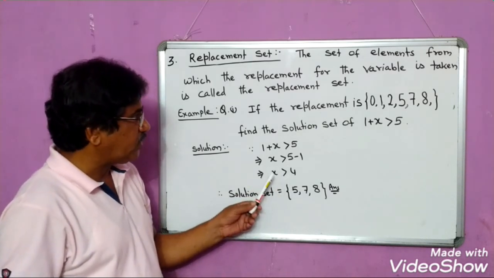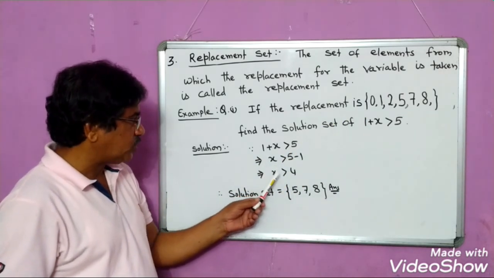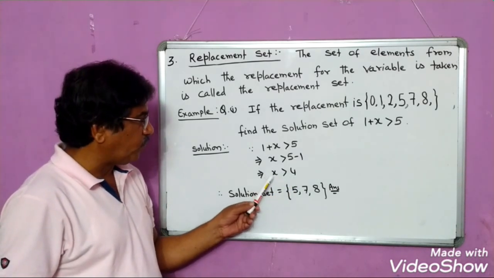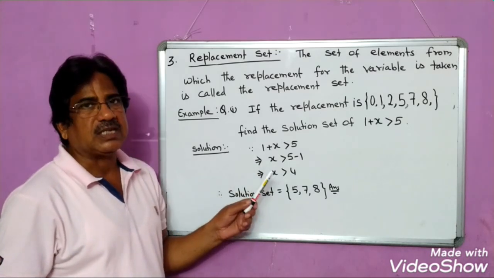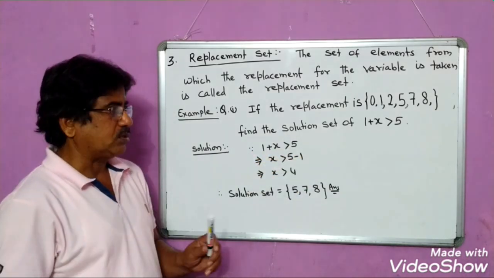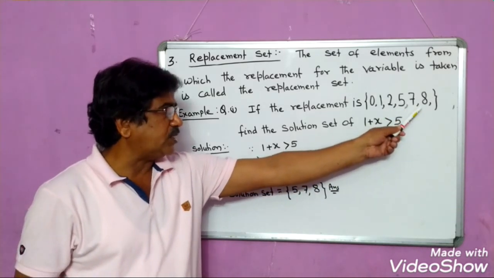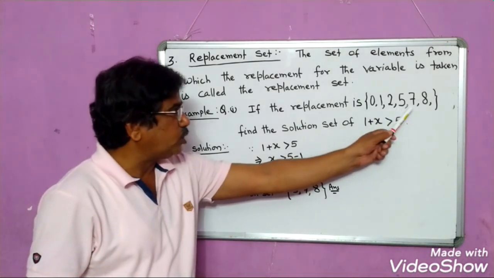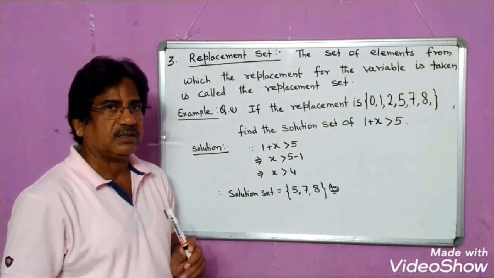So we have to see from the replacement set which values are greater than 4. Because here the condition says that the value of x should be greater than 4. So we have to choose all those values from the replacement set which are greater than 4, and that will be the solution set for this given inequation. When we go through the replacement set, we find that 5, 7 and 8, these three values are greater than 4. So these three values 5, 7 and 8 will become the solution set.